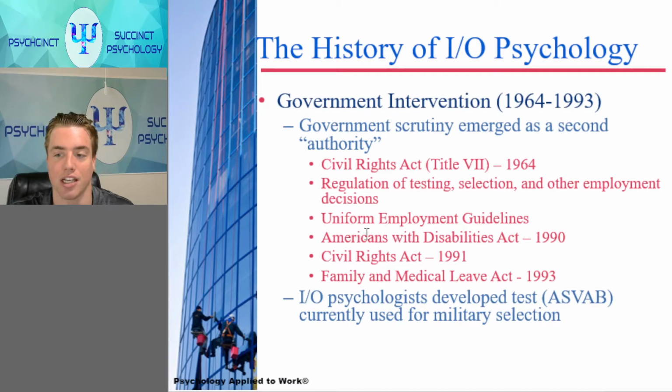Later on, in 1990, you had the Americans with Disabilities Act. It was an updated version of the Civil Rights Act, which was also designed to resolve inequities in the workplace for Americans with disabilities, whether physical or mental. Then you had the Civil Rights Act of 1991 and the Family and Medical Leave Act of 1993, which was put in place to give workers 12 weeks of paid or unpaid leave to attend to family and medical issues.